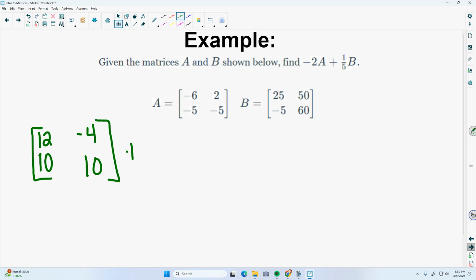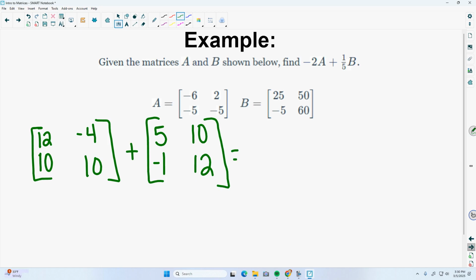Okay, we are adding these together. Now I'm going to take 1/5 of each of the elements in matrix B. So here in matrix B, 1/5 of 25 would be 5. 1/5 of 50 would be 10. 1/5 of -5 would be -1. 1/5 of 60 would be 12. Okay, now we can go ahead and add these together, double check, yep, that's the operation happening right here.